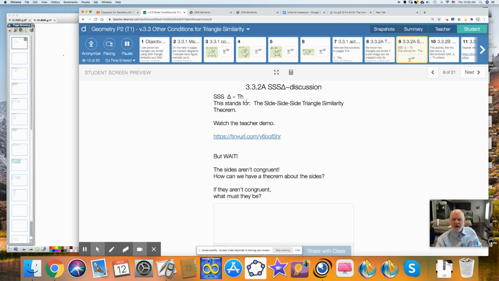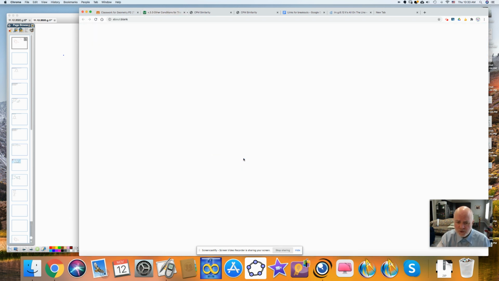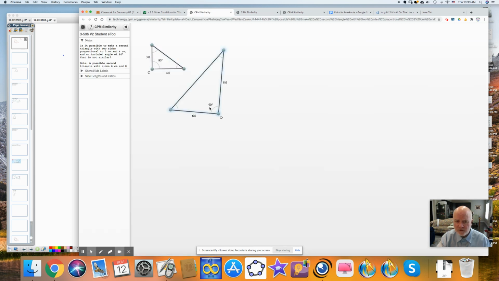Side. The sides are not congruent when they're similar, but the sides have to be proportional. The angles are congruent. The sides must be proportional. That is, they can all be multiplied by a scale factor to get you from one to the other. And we can do this also with the side angle side. I will leave that for you to do.